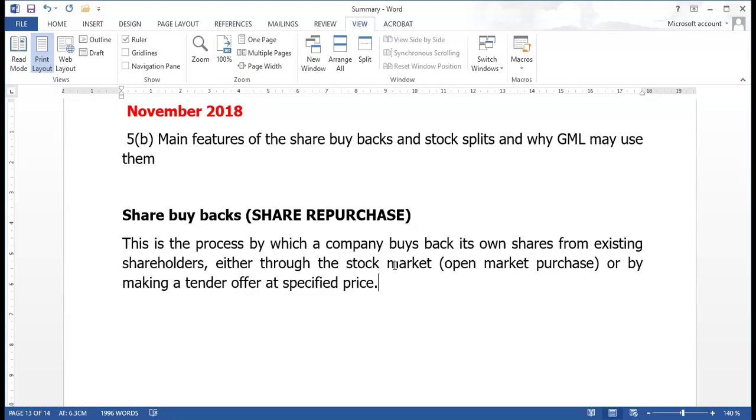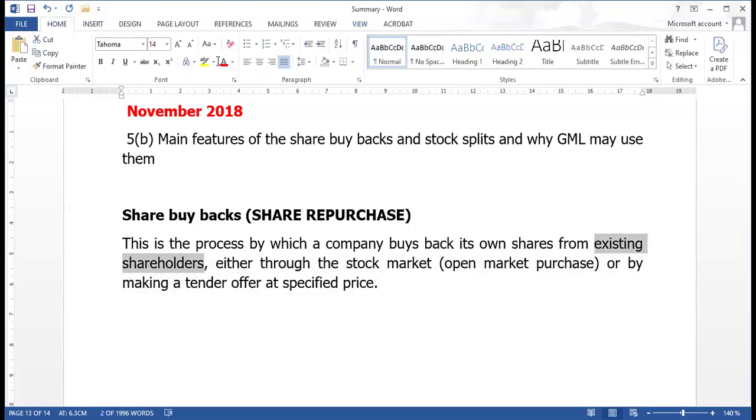So that is basically the share repurchase. The key word is that we are buying back our shares from the existing shareholders. Okay. Now we need to know what are the main features now.